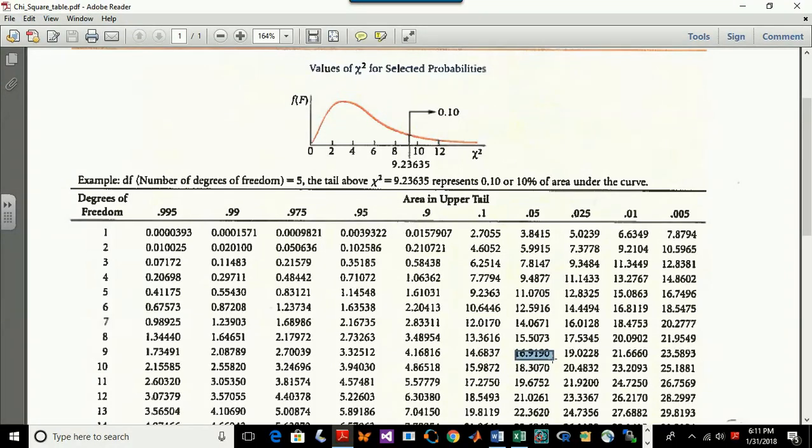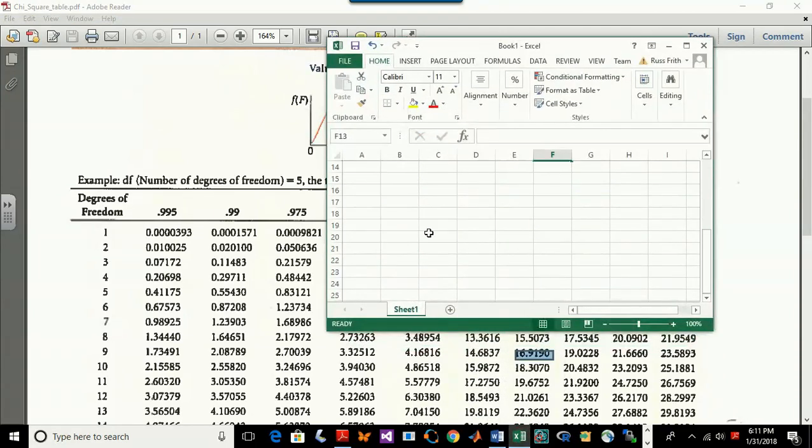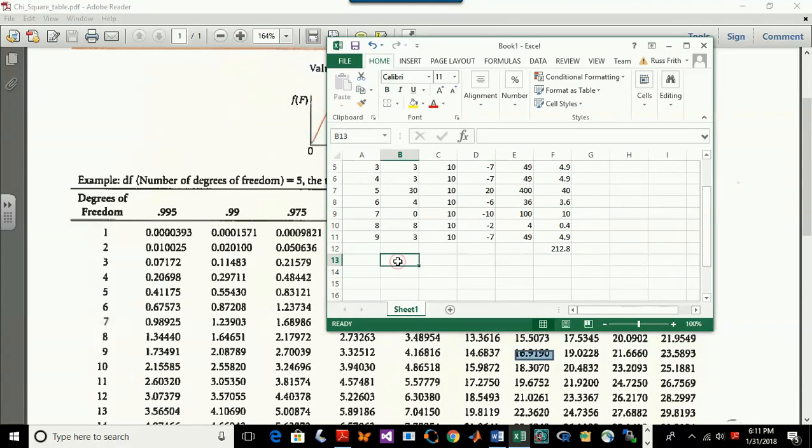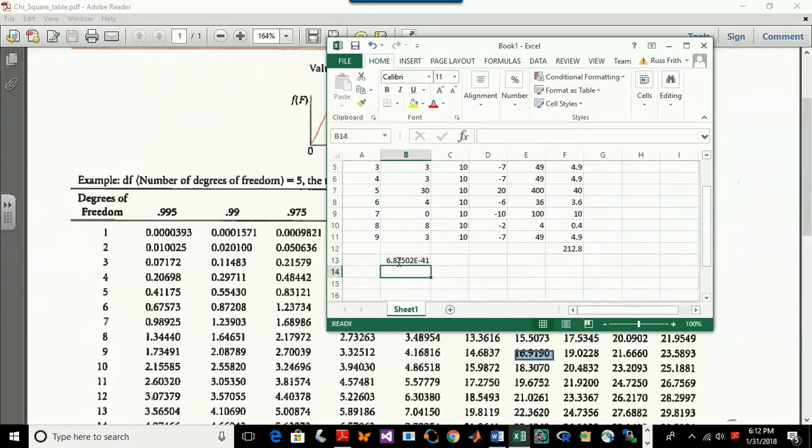Okay, and so we can also get the p-value. So the p-value is equal to CHISQ, right-tailed. The first argument will be your test statistic, which is 212.8, and the second value will be your degrees of freedom, which is 9. Okay, and so this is your p-value.